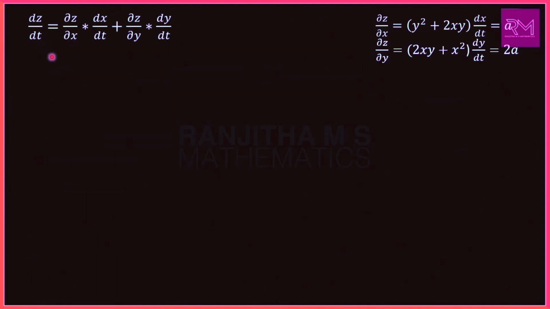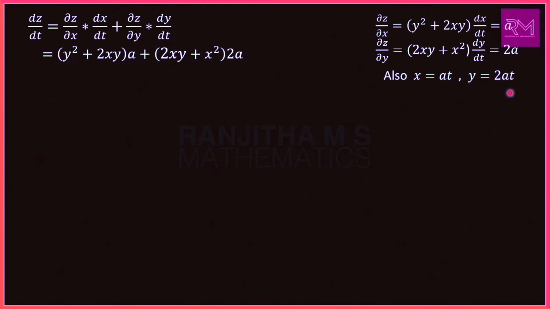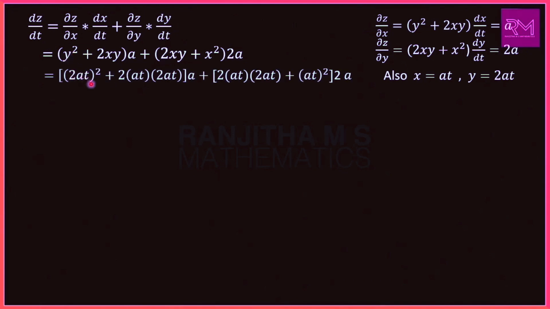We get dz by dt equal to, where del z by del x is y square plus 2xy, into dx by dt, which is a, plus del z by del y, which is 2xy plus x square, into dy by dt, which is 2a. Also we substitute x is equal to at and y is equal to 2at, as given in the problem. We get y square is 2at whole square, plus 2 into x value at into y value 2at, into a, plus 2 into at into 2at plus x square, which is at whole square, into 2a.